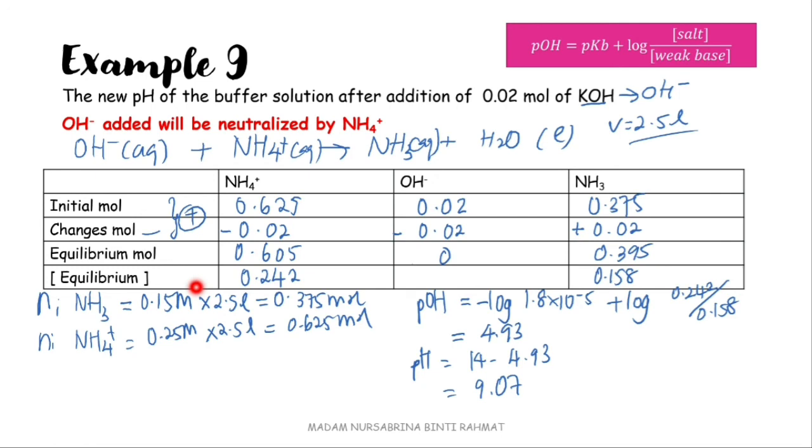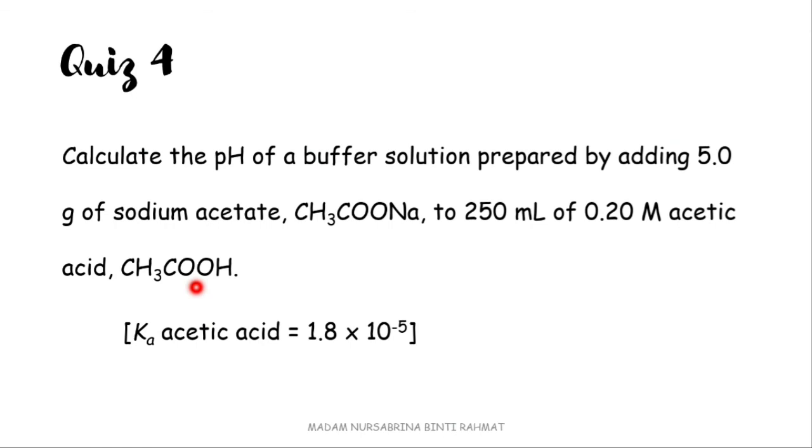Okay, so I'm done giving you many examples on how to explain how the buffer system works to maintain its pH, and a few more examples on how to use the Henderson-Hasselbalch equation to calculate the pH of the buffer that is initially present and the new pH of the buffer after additions of strong acid or strong base. Okay, so now it's time for you to test yourself to check your understanding. This one is in the quiz form.